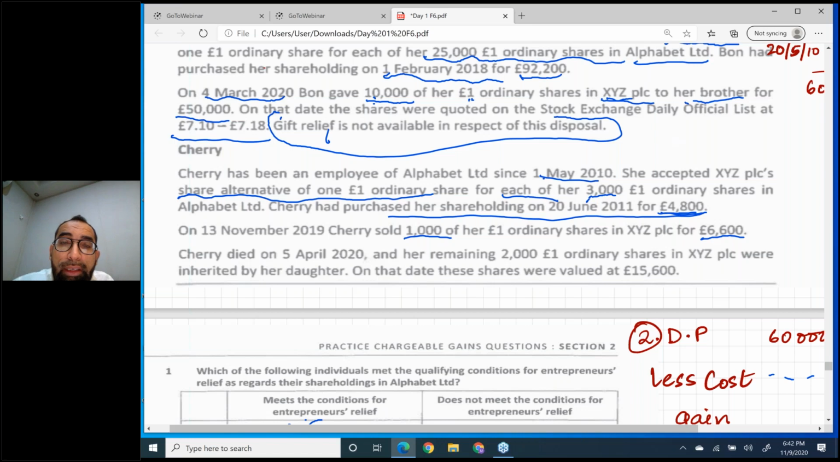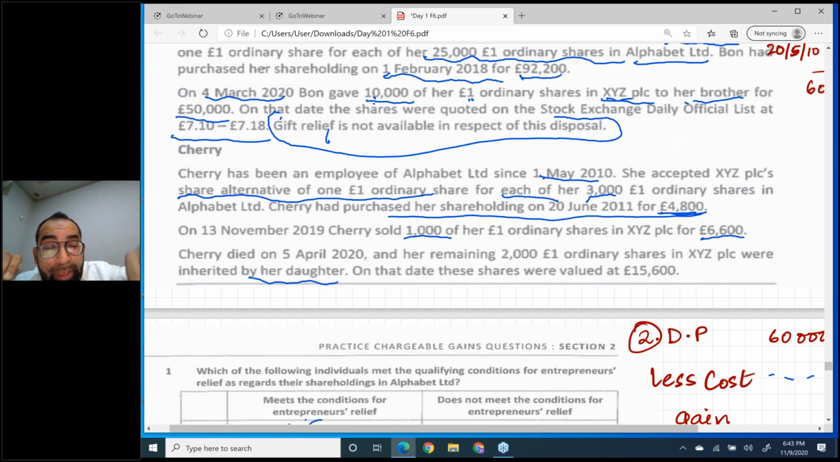Now open your eyes. She had total 3,000 shares. She sold 1,000. Now how much is left? Only 2,000 shares are left. Now Cherry died on 5th of April 2020, and her remaining 2,000 one-pound ordinary shares in XYZ PLC were inherited by her daughter, were given to daughter.